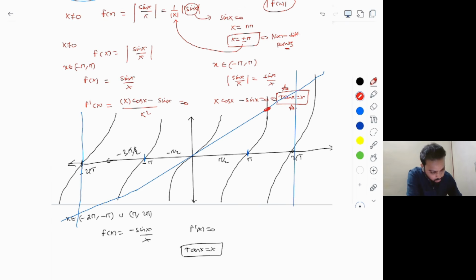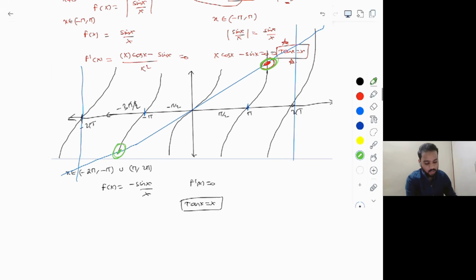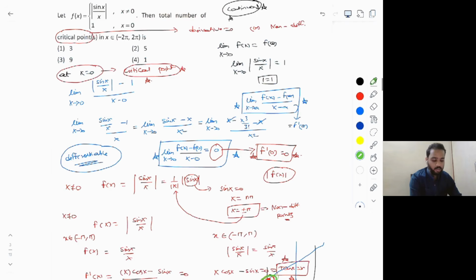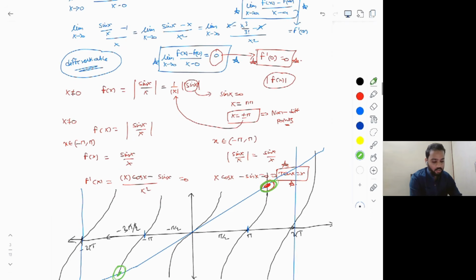Now check at how many points they are meeting. Clearly it is meeting at one point here. I hope you're able to notice. I'm highlighting it. This is one point, and this is one more point here. So clearly in this case, you're going to get two more solutions of f dash of x equal to 0, which means these are also critical points of the function f of x. So let's count how many points we have got totally. Initially, we got x is equal to 0 as a critical point, and by using the logic, we have got x is equal to plus or minus pi as two more critical points.